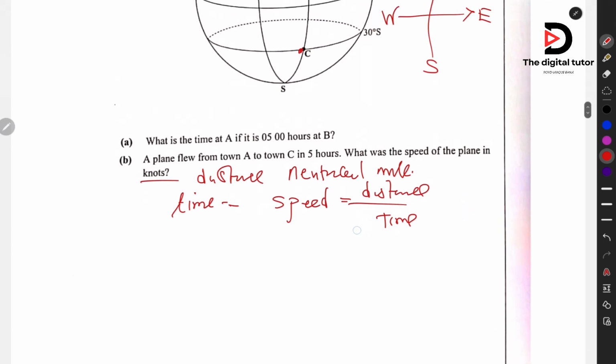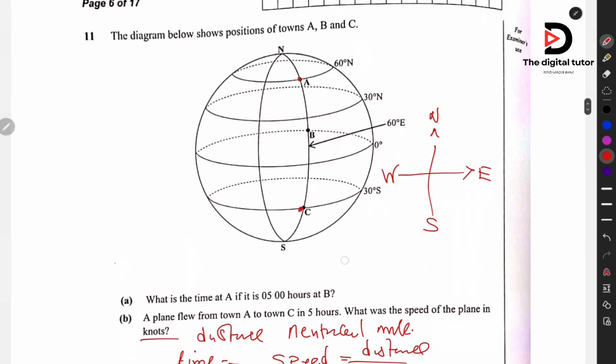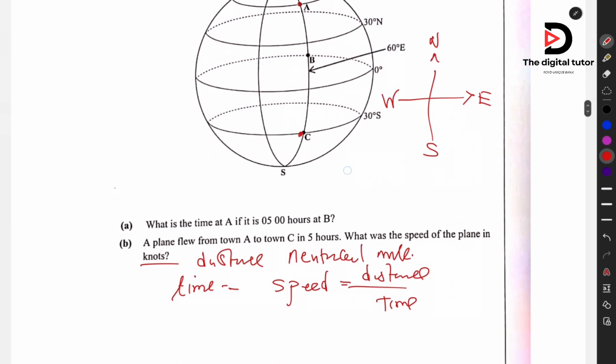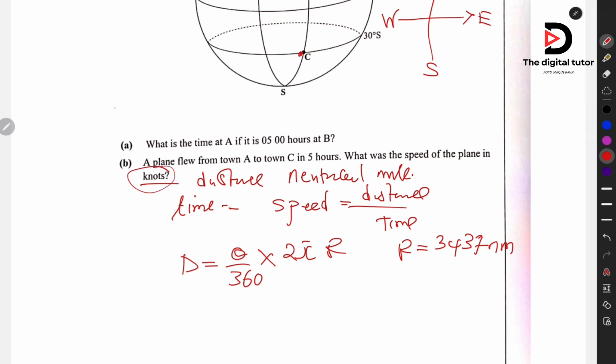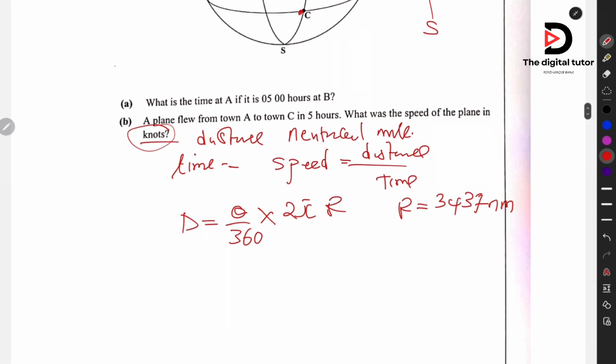To find distance, we are going to consider these 2 points along the longitude or along the great circle. The formula that we use for distance is theta over 360 multiplied by 2 pi r, where r is 37 nautical miles. So every time you hear of knots, just know that the distance is in nautical miles. So this is our radius. Now we can replace.